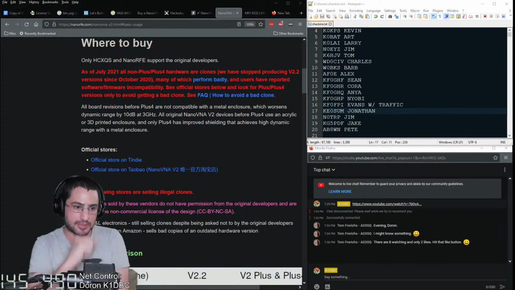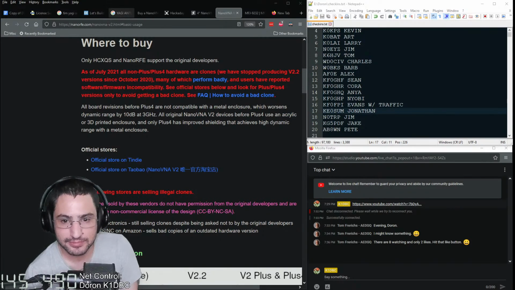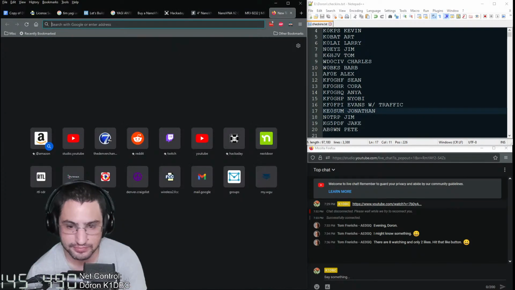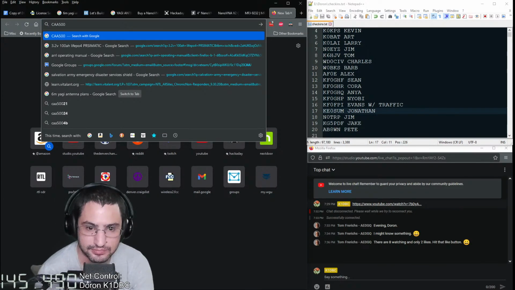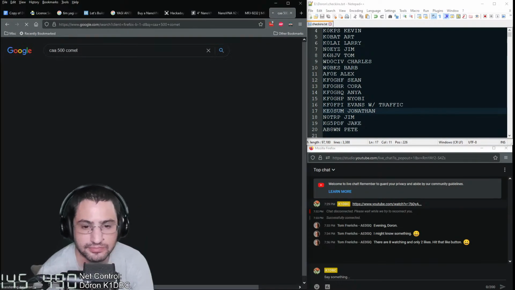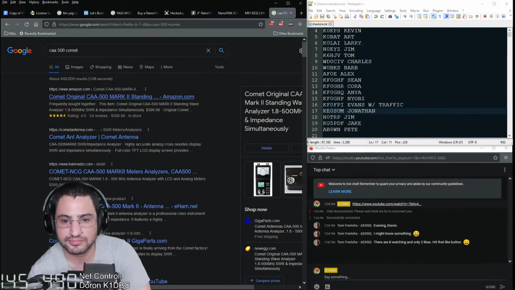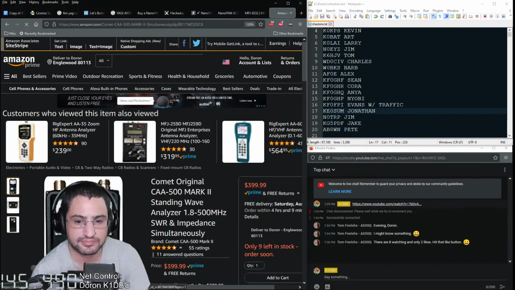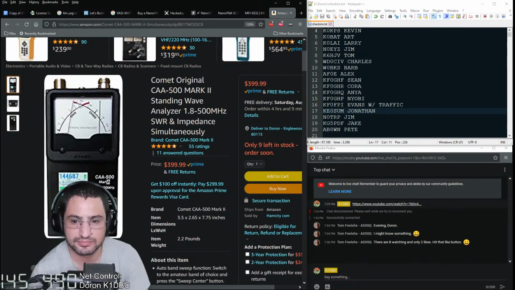This is KF0FPI. I was kind of eyeballing that Comet CAA-500. It's a little pricey from GigaParts, but it looked like a pretty good meter and would go to 500 meg if I needed it to.